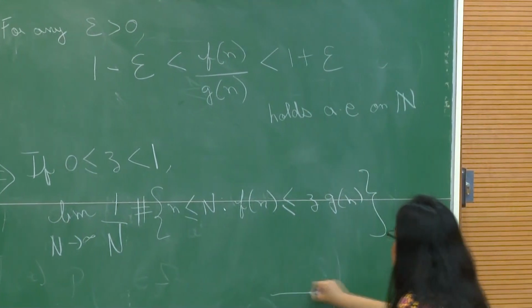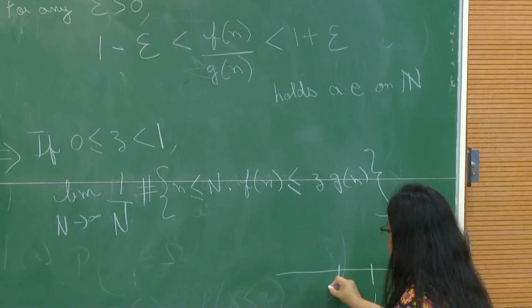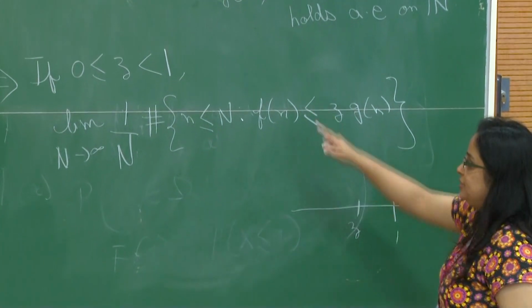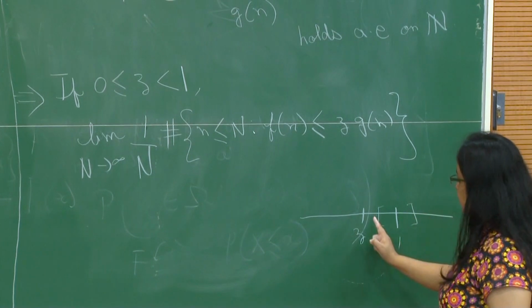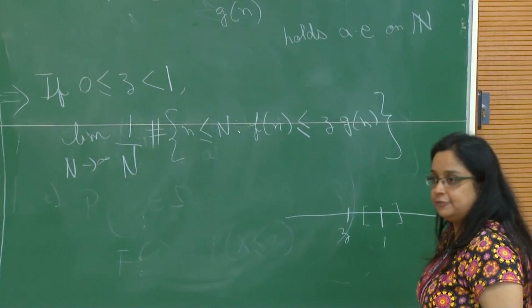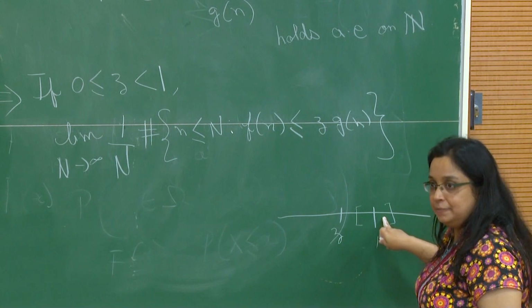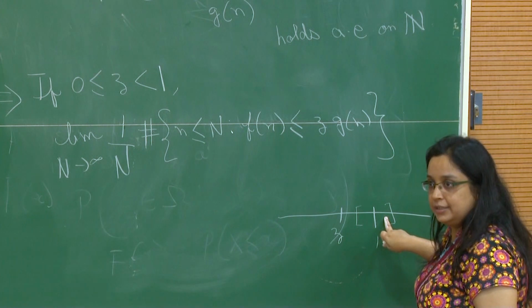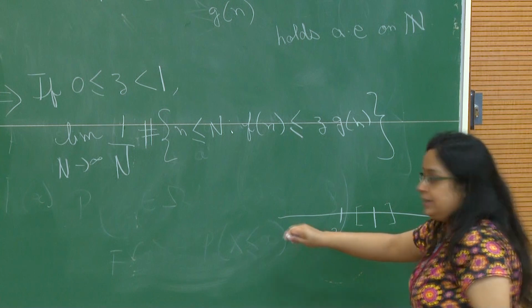So, let us say this is 1, and let us say z is something less than 1. You can choose epsilon such that 1 minus epsilon lies to the right of z. But you are saying that for almost all n in the natural numbers, f by g lies in this region, therefore this limit must be 0, right.